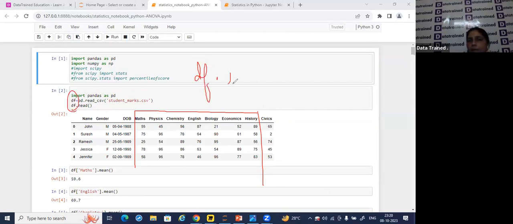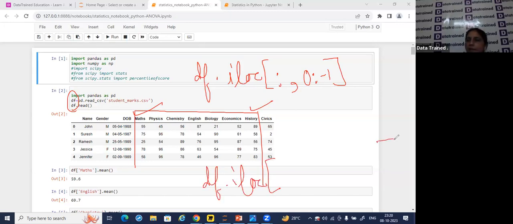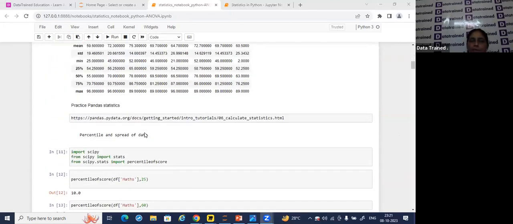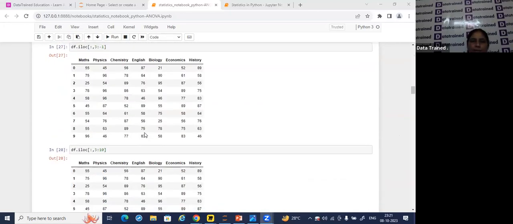I will just write df.iloc. And how can I select it? Give me all the rows, with columns from 0 to -1. If I write it here, from maths to history I can get the data. Or I can use the df.iloc function and write, give me all the columns starting from 3 to the end. If I leave the end blank, it will take up to the end. So either way I can choose it to take out the data.